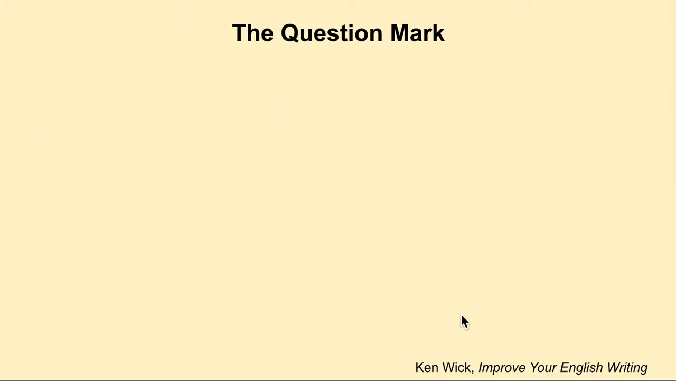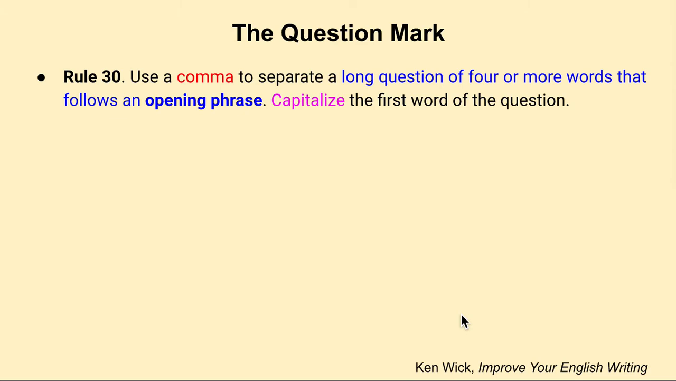Now let's move on to the next rule. Rule number 30 is use a comma to separate a long question of 4 or more words. Notice how long and short are still 3. The difference between long and short is 3 and 4 words, right? So if it's a short question, it'd be 3 or fewer words. But here we have use a comma to separate a long question of 4 or more words that follows an opening phrase. So here we have a long question that follows an opening phrase, and you capitalize the first word of the question. Let's look at an example.